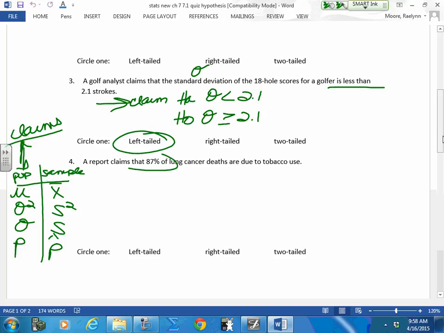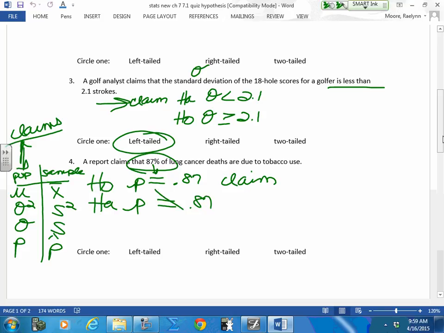So this is a proportion, and this proportion says what? Pete, how do I set this claim up? Equals 0.87, not 87. This is the claim. Okay, is this the H0 or the HA? H0, because it has an equal sign. HA would be what? What's the complement of this? Not equal to. What tail test is this? Two tails.